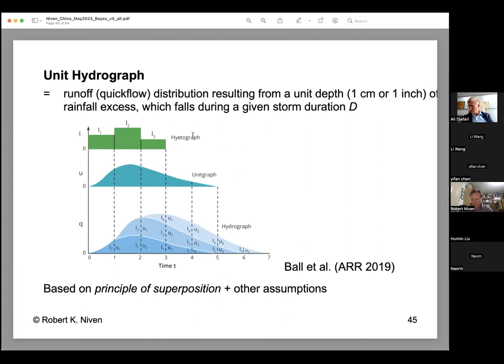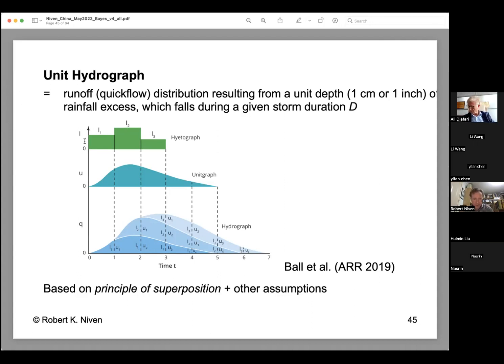Okay, now how is this done up to date? The traditional method makes use of this thing called the unit hydrograph. The unit hydrograph is the runoff distribution resulting from a unit depth. In most countries, that's a 1 centimeter depth of rainfall excess, which falls during a given storm duration.